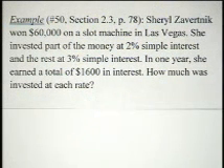Let's see one more example of a mixture type problem. Cheryl Zavertnik won $60,000 on a slot machine in Las Vegas. She invested part of the money at 2% simple interest and the rest at 3% simple interest. In 1 year, she earned a total of $1,600 in interest. How much was invested at each rate?